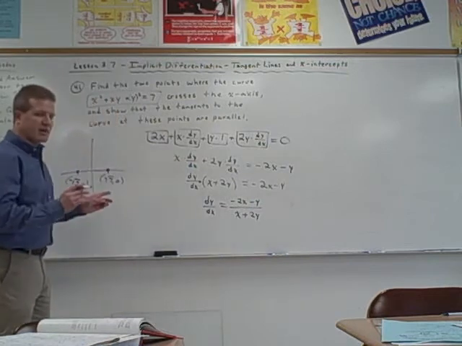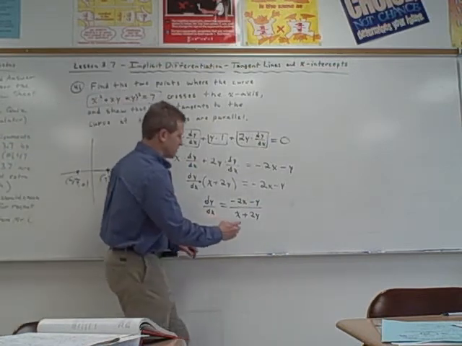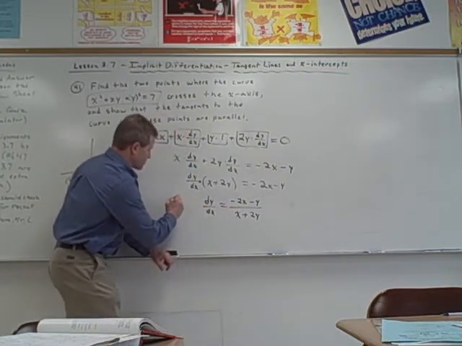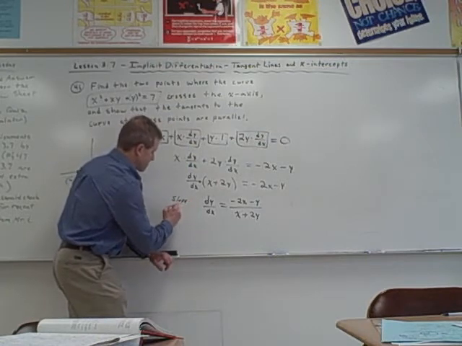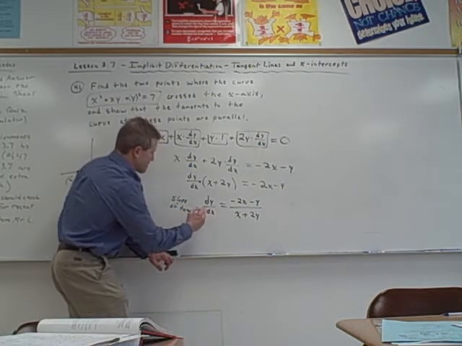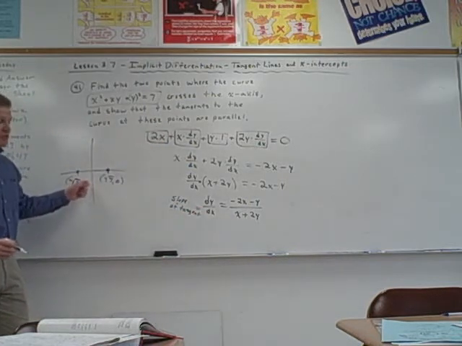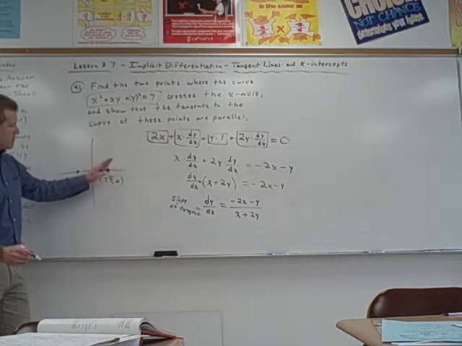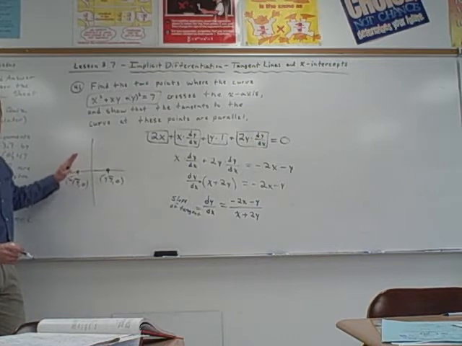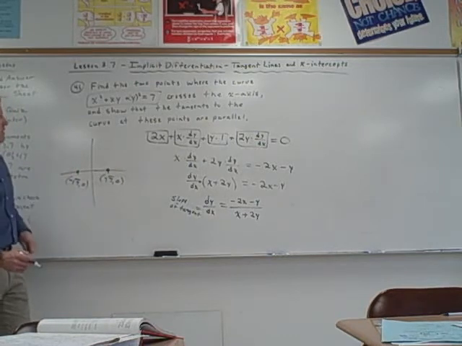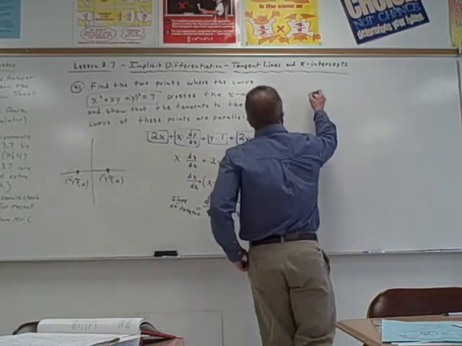Now what I want to do next, now that I have my derivative, which, remember, gives us the slope of the tangent line, is plug in these numbers and show that the slope at this point is the same as the slope at this point, so the tangent lines must be parallel. So let's do that.